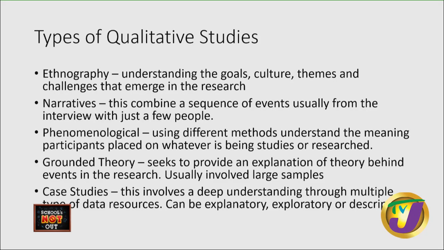So we have ethnography, understanding the goals, culture, themes, and challenges that emerge in the research. Very important. And you see how many things, the goals. So what do I want to get? I want to see the connection between family tradition, the type of family you have, and academic performance. So that's the ultimate goal. Is there a culture in it? Yes, there is a culture. A particular family form will have such challenges.